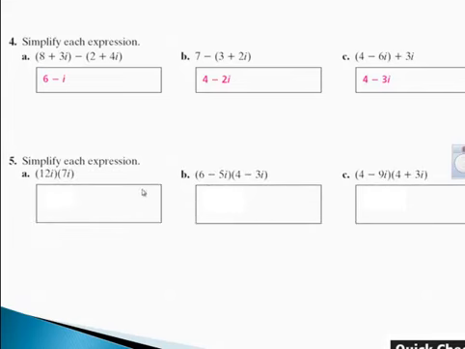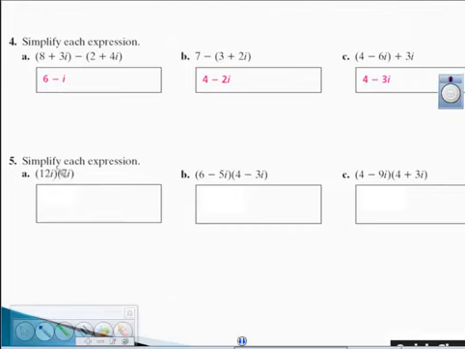Okay, down here, these are the tricky ones. These are tricky because you have to multiply i times i. Now, i times i is going to give you i squared, which is negative 1. So, take a second, try number 5. All right, so over here, we have 12 times 7, which is going to give us 84.